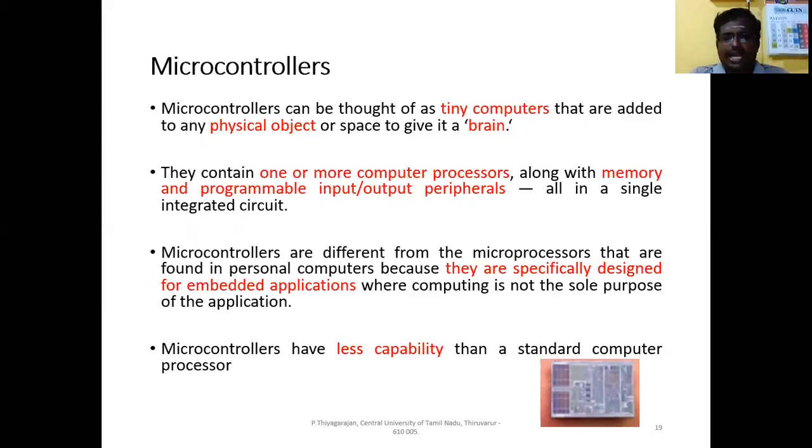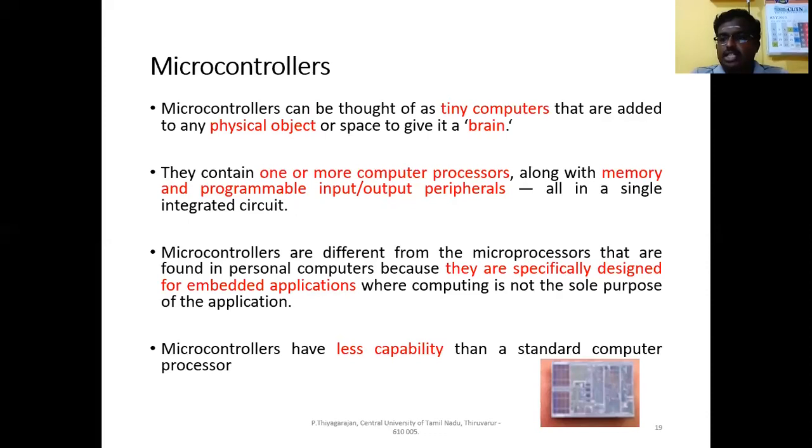They also contain the microcontrollers. They contain one or more computer processors in them. Along with the processors, it can also have memory, and it will have input and output peripherals. These all will be integrated in a single integrated circuit: processor, memory, input and output peripherals. A microcontroller is different from a microprocessor, so you have to understand the nuances of the microcontroller and the microprocessor.